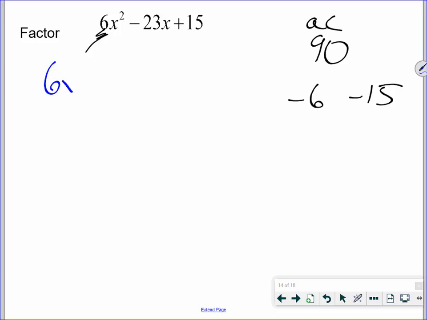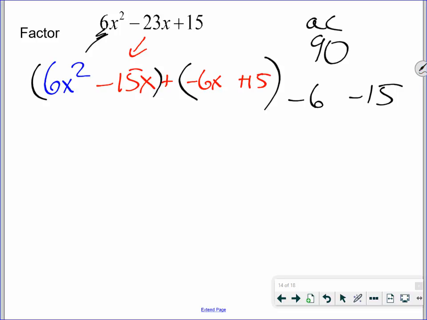So we will have 6x squared, and then we will split -23 into -6x. Actually, I'm going to do this slightly differently. Sorry, doesn't matter which one I put first because they're both negative. Negative 15 plus negative 6x plus 15. And then we're going to group the first two terms and the second two terms.